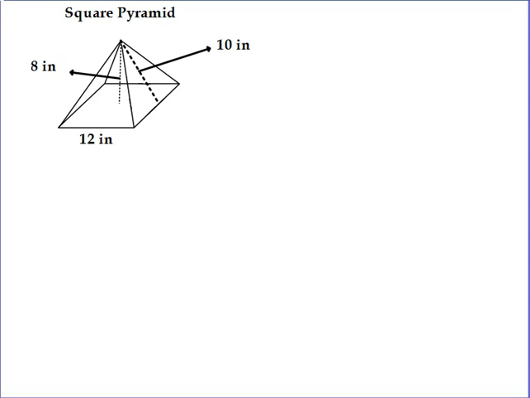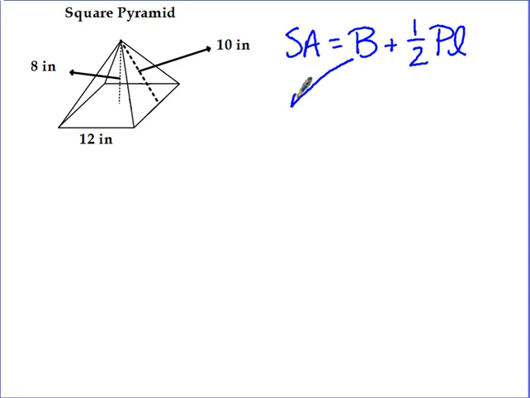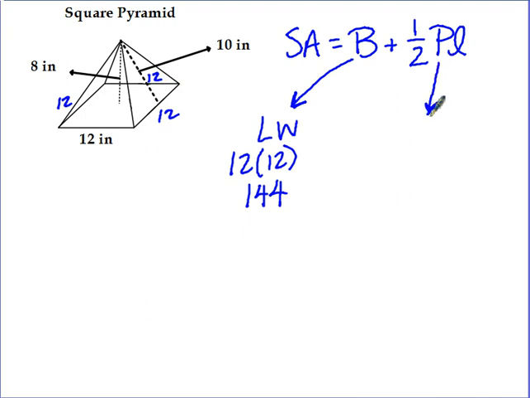So here I have a square pyramid. So I am going to use B, capital B, plus 1/2 capital PL. So the base is a square, so it's length times width. So 12 times 12 is 144, because it does tell us it's a square, so I know all 4 sides are going to be 12, and 12 on the back too. Now, P, that's the perimeter of the base, so I'm going to add up 12 4 times. 12 plus 12 plus 12 plus 12 gives me 48. That's my perimeter.